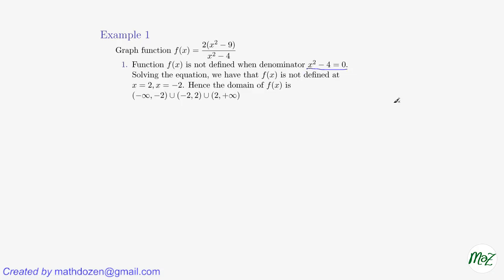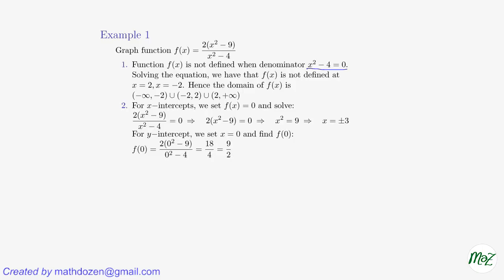exactly 0. So we solve the equation x squared minus 4 equals 0, that gives us x equals 2 and x equals negative 2. So the domain of this function is the interval from negative infinity to negative 2, the interval from negative 2 to positive 2, and the interval from 2 to positive infinity. Those happen to be the intervals of continuity as well.